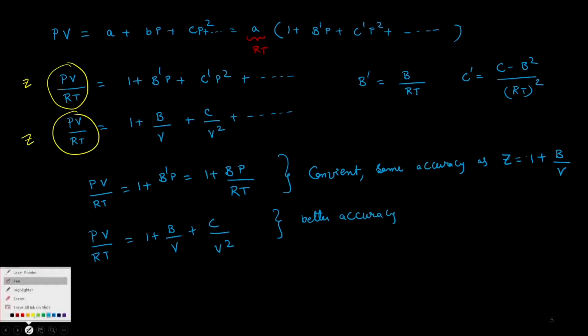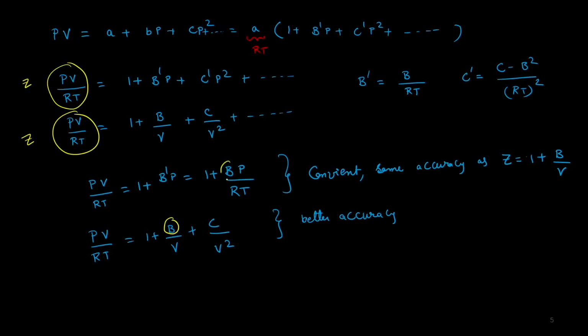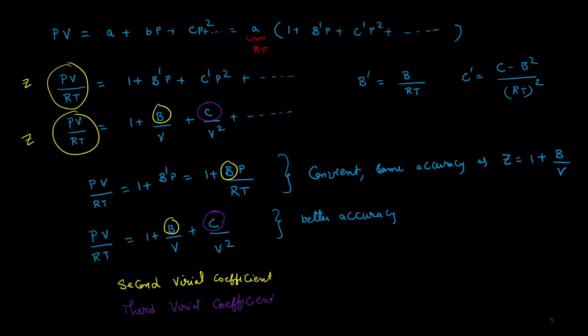Now, let's give some names here. We call this B the second virial coefficient. This is a virial equation of state, so B is the second virial coefficient. This C here is what we call the third virial coefficient. Depending on the requirement, we will use either one or two terms. Higher order terms are rarely used.